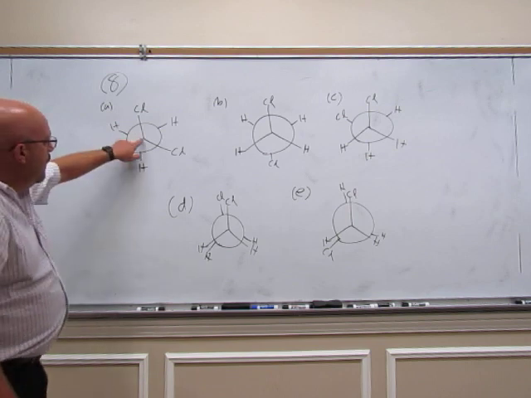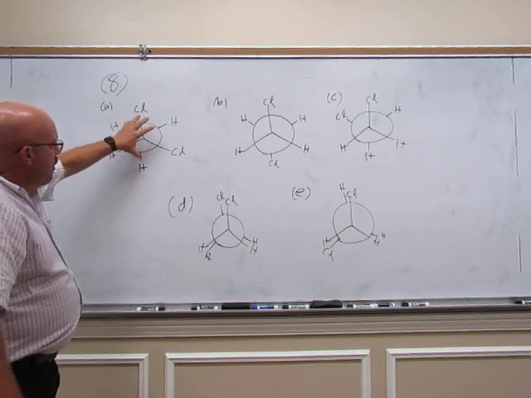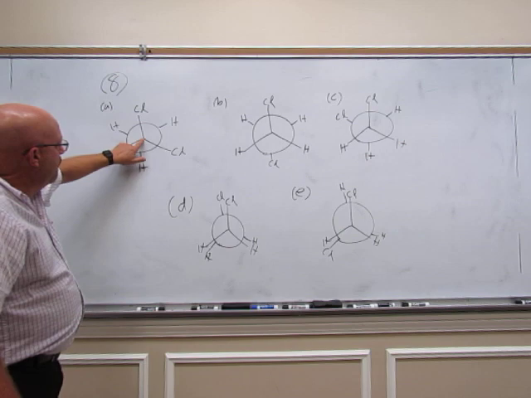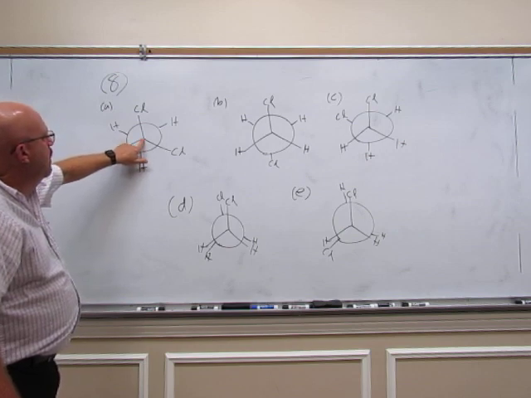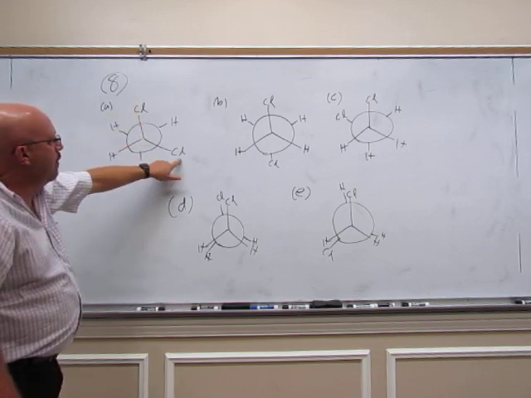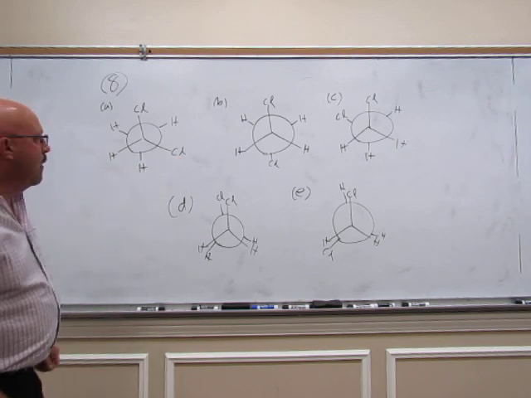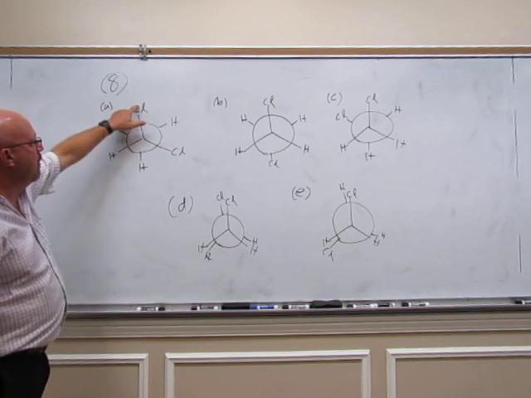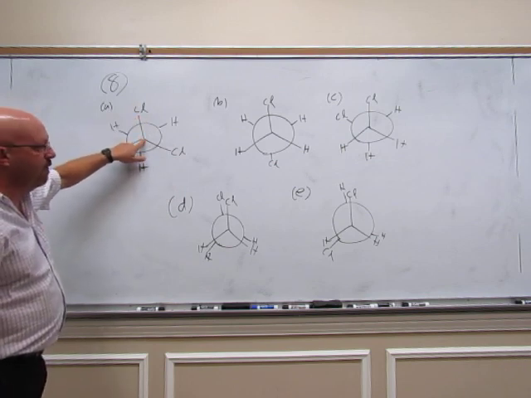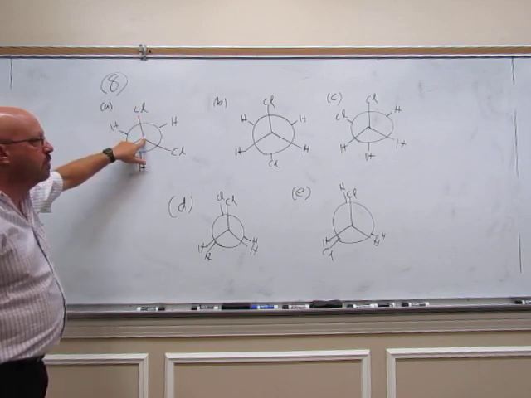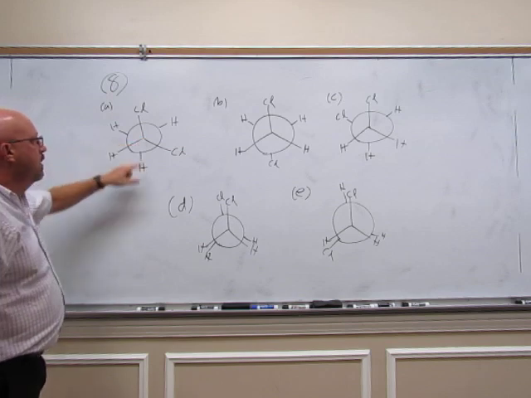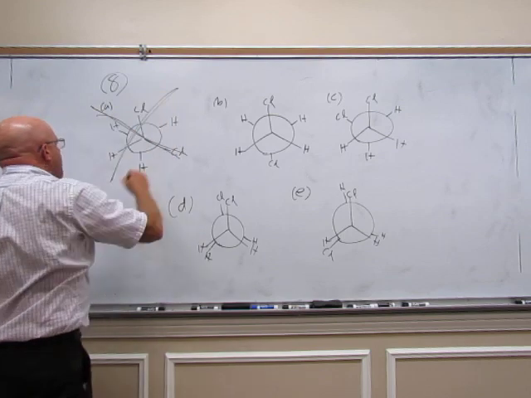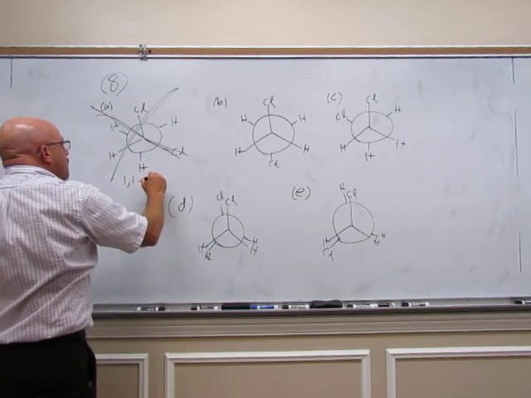So remember, this is our front carbon, the circle is the back carbon. So if you look at this one, our front carbon has got a chlorine on it and another chlorine. This is a 1,1-dichloro, not a 1,2. Both chlorines are on the same carbon. They're both on the front carbon here of our Newman projection. So this one is out because it's just the wrong compound. This is a 1,1-dichloro.